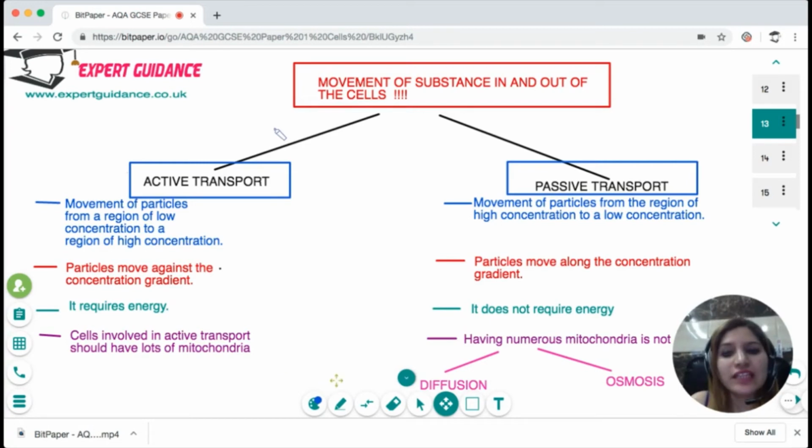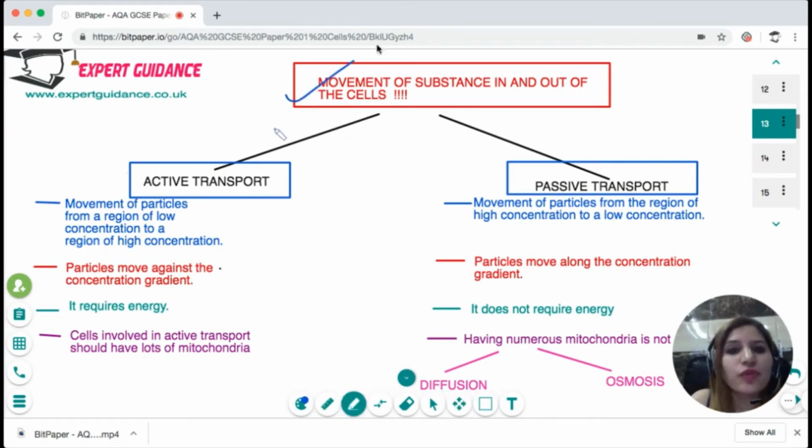So there need to be substances moving in and out of the cell, which happens through the cell membrane. But there are two processes involved in the movement of substances in and out of the cell. We categorize these two processes as active transport and passive transport.